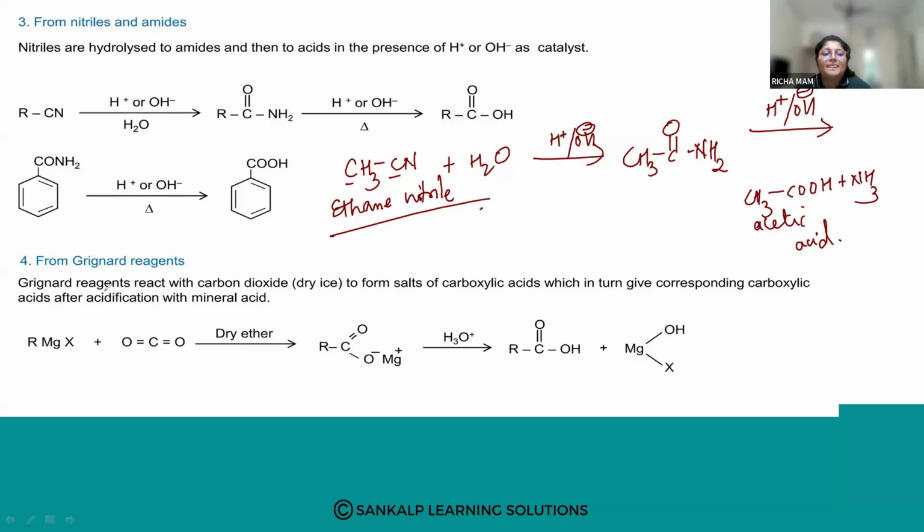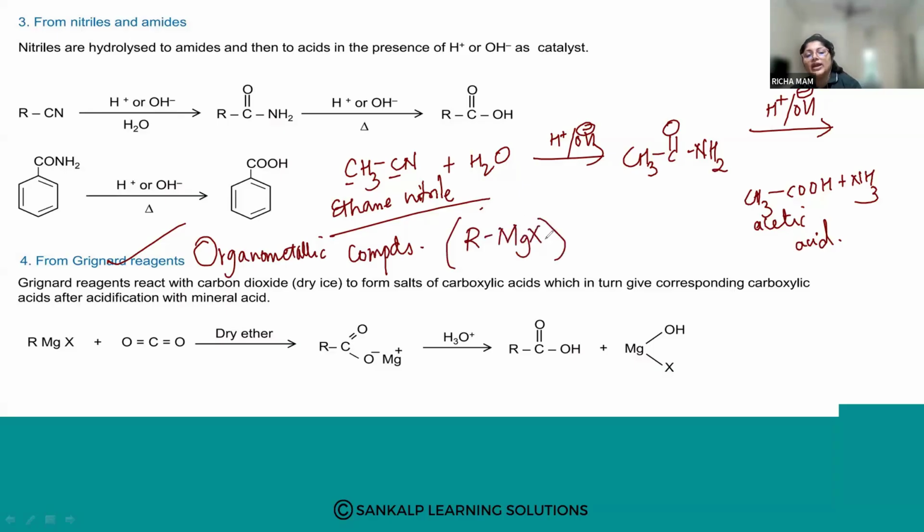then to acids. Next is from Grignard reagent. So what is a Grignard reagent? We have already discussed it. Organometallic compounds are called Grignard reagents, and how are they represented? They are written as RMgX. Organometallic compounds are called Grignard reagents, and they are represented as RMgX.